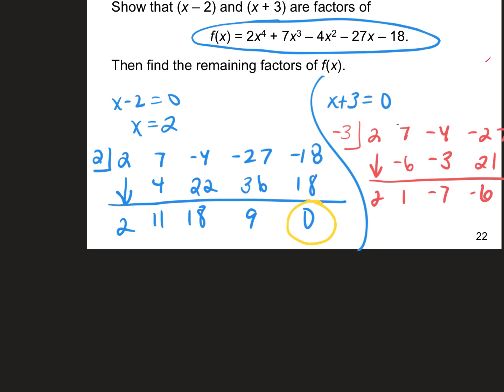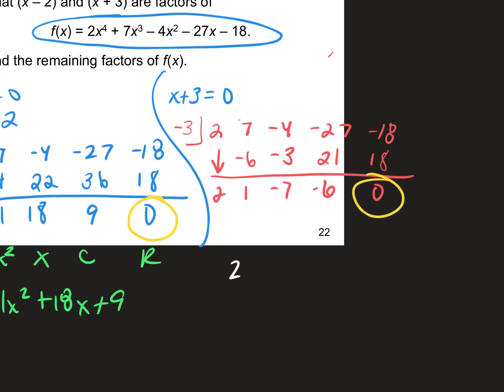So in the blue, if I asked you to write the resulting polynomial, those are the coefficients of your resulting polynomial. So the 2, what exponent is represented first? This is x to the what? Third, squared, x, constant, remainder. So this would be 2x cubed plus 11x squared plus 18x plus 9, right? What about in red? What's this resulting polynomial? 2x cubed plus x squared minus 7x minus 6. You guys agree with me? Okay, good.